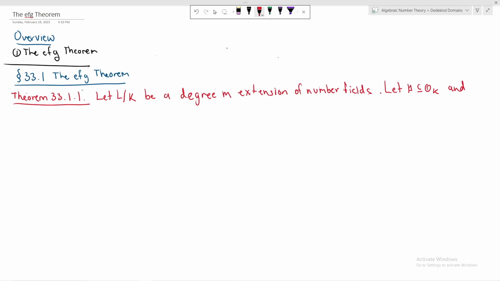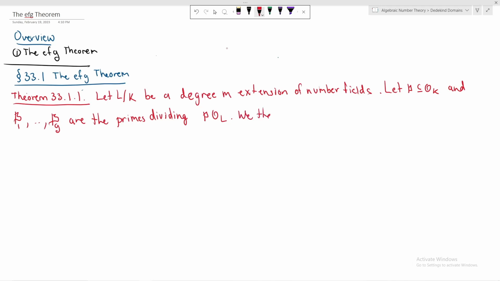And we're going to suppose that the primes lying over P are these big P sub i's. So these big P1 through big PG are the primes dividing P O sub L. Okay, so what this theorem tells us essentially is it tells us about the ramification, the residue degree, and the number of primes, and it relates all these numbers.